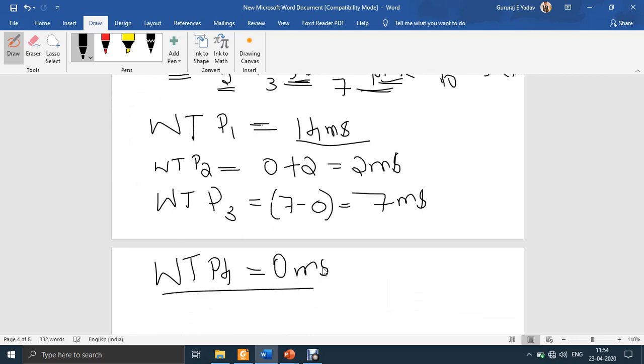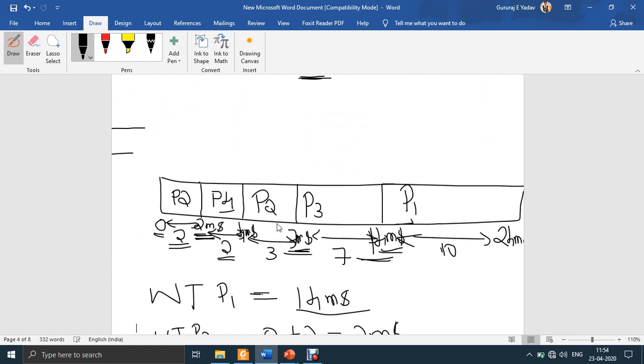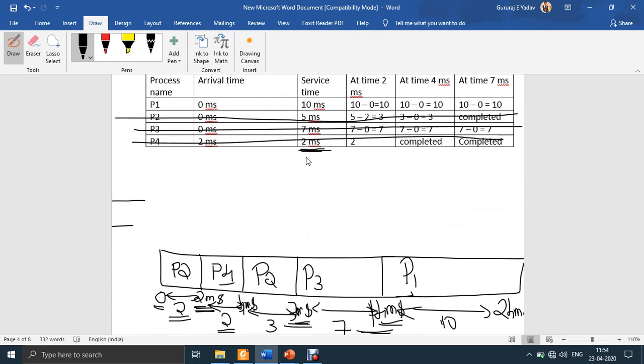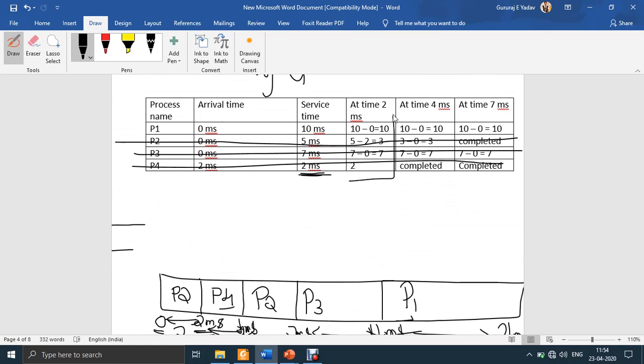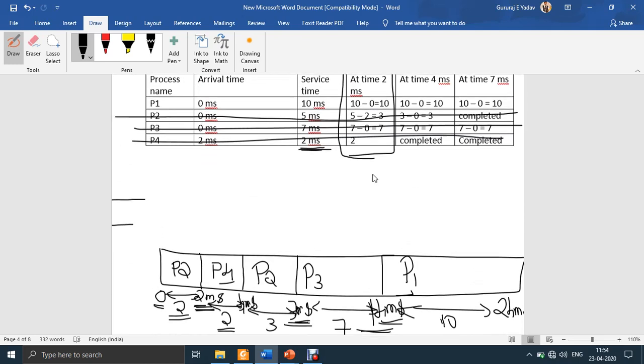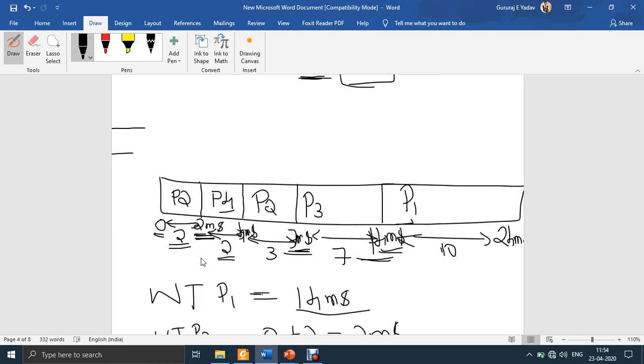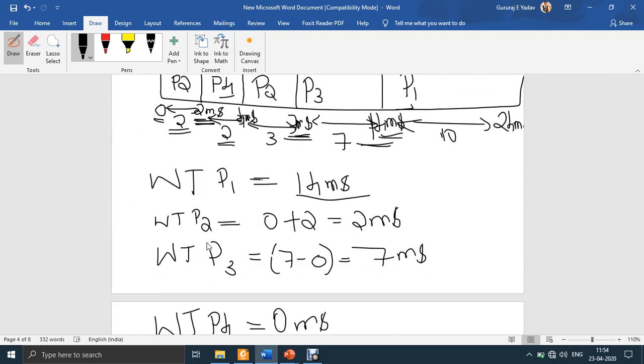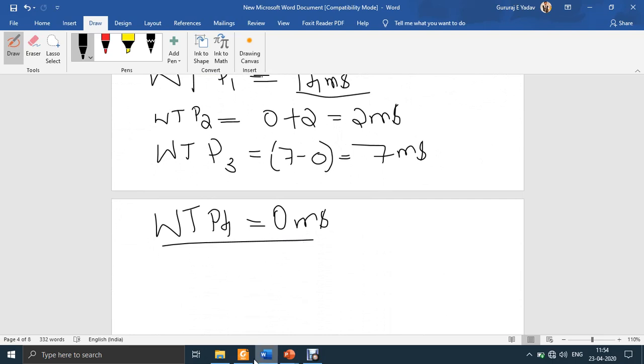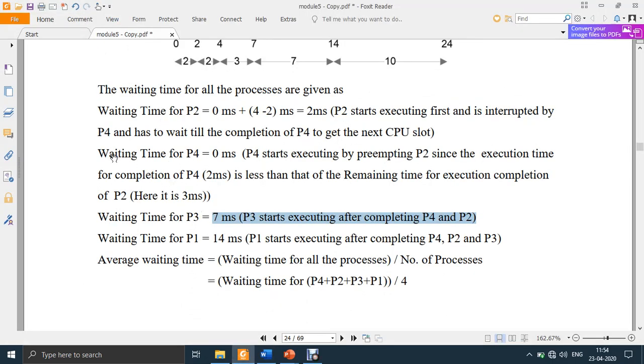This is very important. Waiting time also depends on when the process arrived at the ready queue. You have to always keep track of this. When did the process arrive? Based on that only you have to calculate the waiting time. So P4 arrived at 2 and it got the chance at 2 itself. That is why the waiting time for P4 is 0.